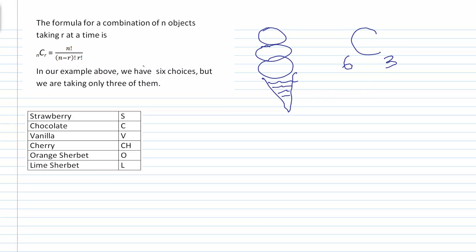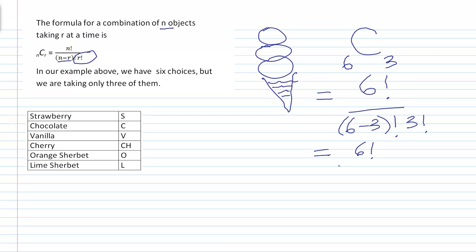Now, if we follow the formula, this would be equal to the total number of choices, 6 factorial, in objects, so we got 6 choices, over the difference between the objects and the number we're choosing, 6 minus 3 factorial, and then to take care of those duplications, since we don't care about the order, an extra 3 factorial, the number of objects that we're taking, factorial, in the denominator. Turns out to be 6 factorial over 3 factorial, 3 factorial.